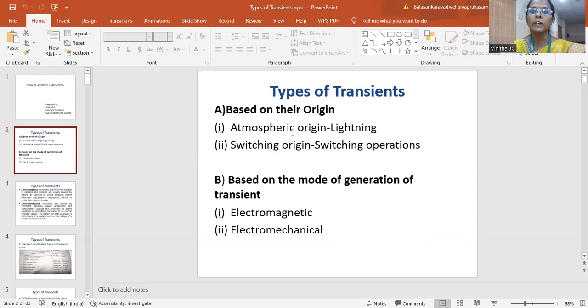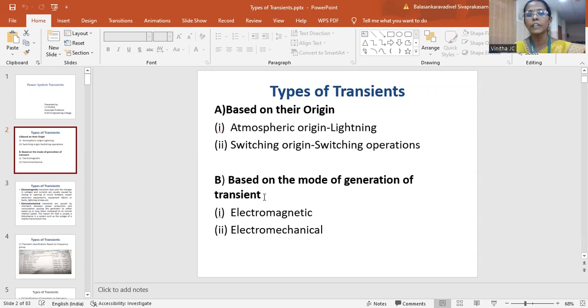Atmospheric origin means that during lightning conditions, there will be a sudden change in voltages and currents, and that is termed an external transient. The second one is switching operations. During any opening and closing of the circuit breaker contacts or any other switches, there may be a change in voltage or current, which is termed a switching transient. This is otherwise called an internal transient.